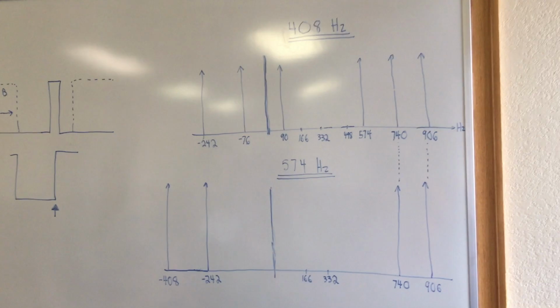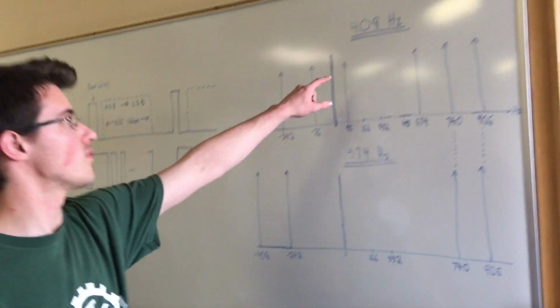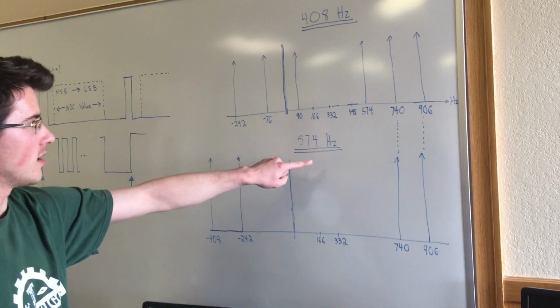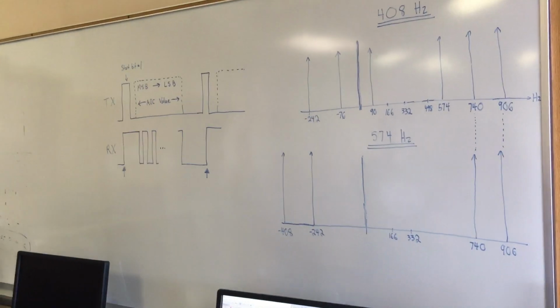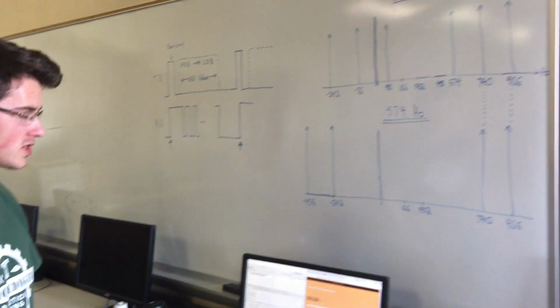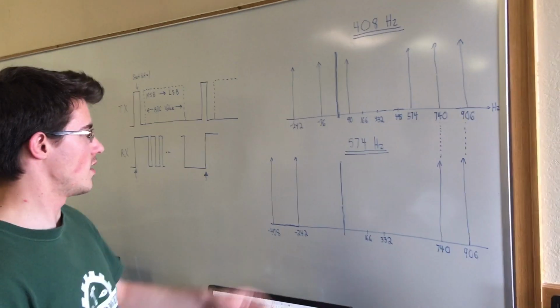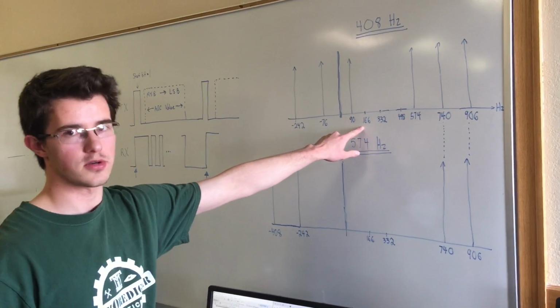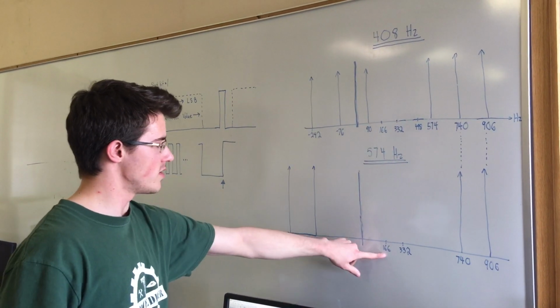So we're going to talk a little bit about why the audio signal sounded so similar at 408 hertz as it did at 574 hertz. We did a little bit of math, and figured out our sampling period using the oscilloscope here. From that we could figure out our sampling frequency. So our sampling frequency is about 166, which is shown here and here.